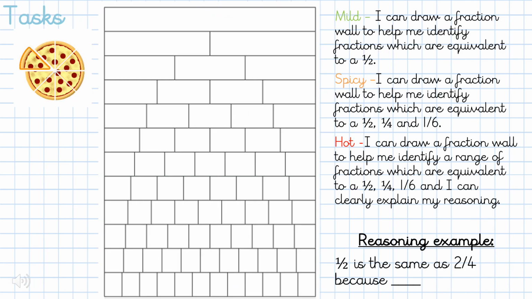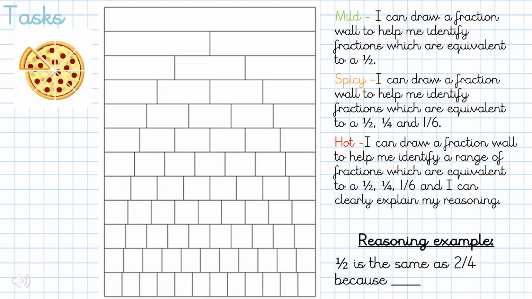The task for today is to draw a fraction wall. You then need to use this to help you identify different equivalent fractions. If you want to do the mild task, you need to complete the fraction wall and then identify different fractions which are equivalent to 1/2. The spicy task is to also draw the fraction wall and then identify different fractions which are equivalent to 1/2, 1/4 and 1/6.